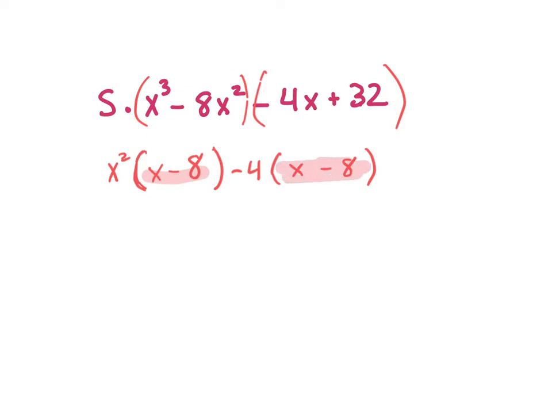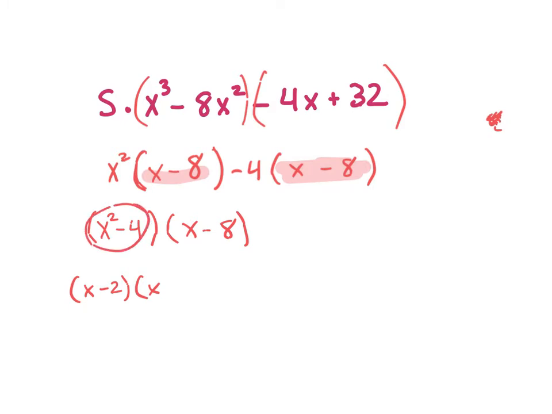So now what do we do? Then it'd be x squared minus 4 in parentheses and then x minus 8. Awesome. And then we always need to check, can we factor this anymore? The x squared minus 4 can factor into x minus 2 and x plus 2. Perfect. So we see x squared minus 4 is the difference of two squares. So it factors into x minus 2 and x plus 2. And then we have x minus 8. So this is our answer.